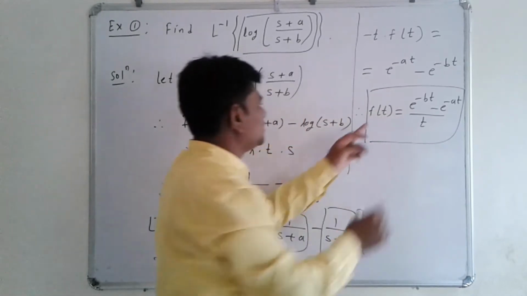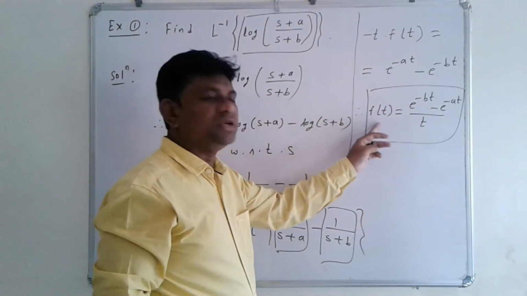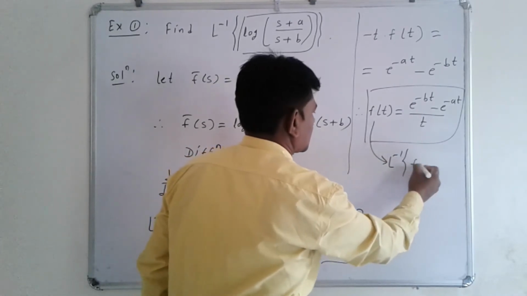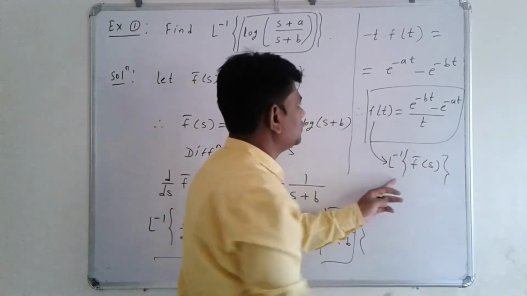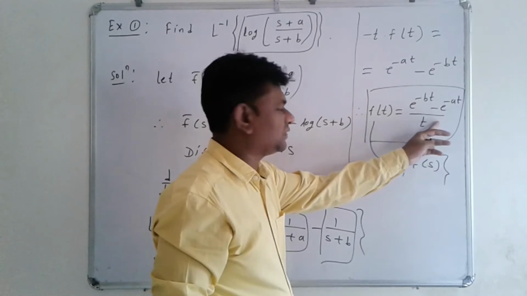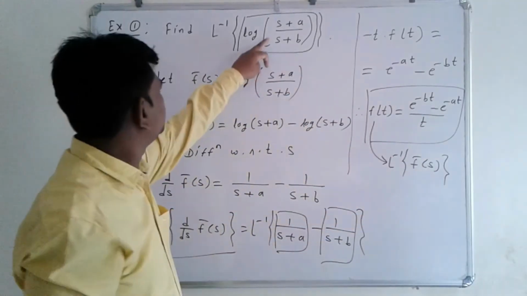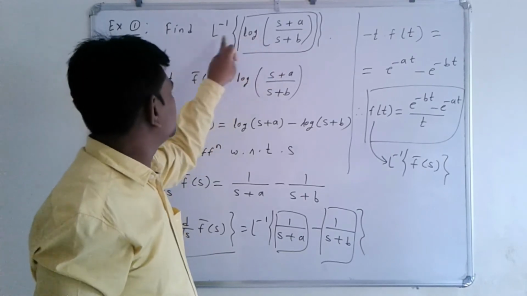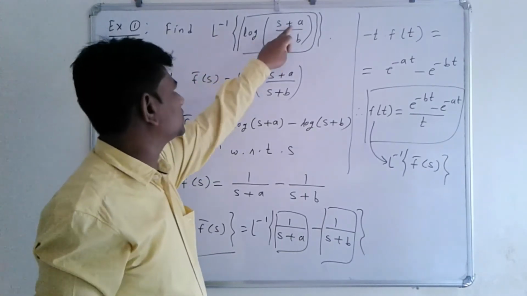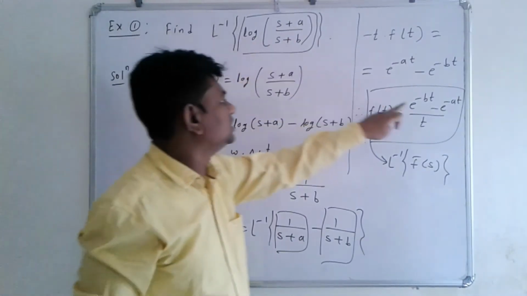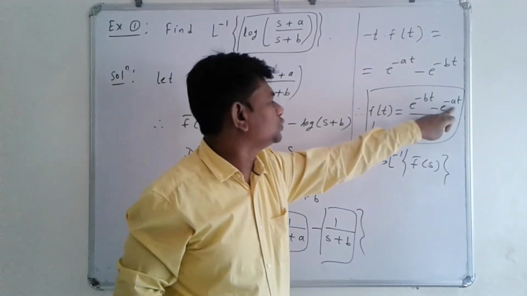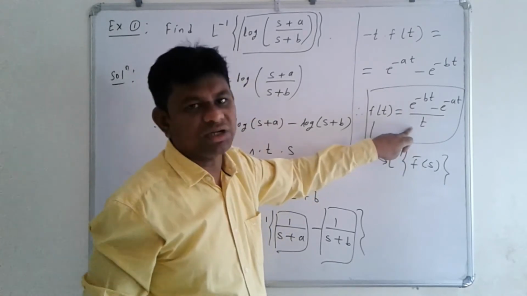Now this f of t is the L inverse of f bar s, and therefore L inverse of f bar s is equal to this answer, and f bar s is the log of s plus a upon s plus b. So therefore L inverse of log of s plus a upon s plus b is equal to e to the power minus bt minus e to the power minus at upon t.